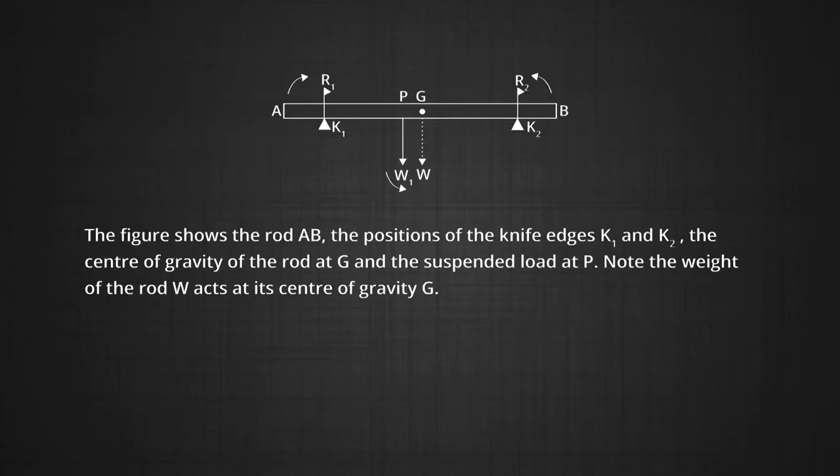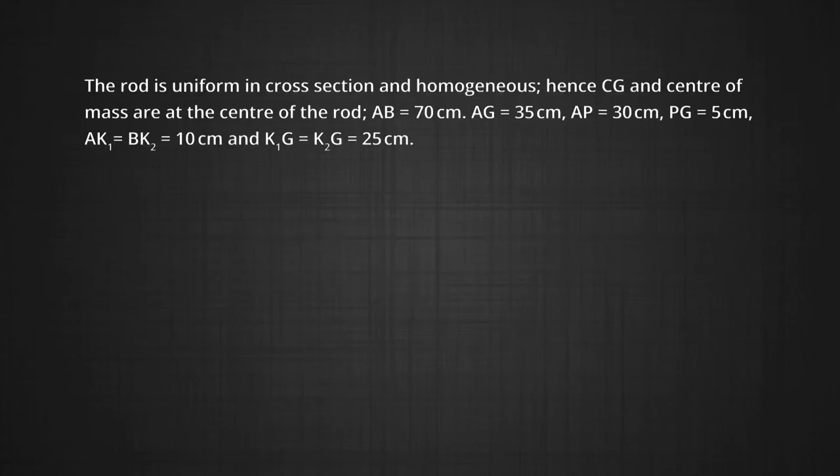The figure shows the rod AB, the position of the knife edges K1 and K2, the center of gravity of the rod at capital G, and the suspended load at point P. Since the rod is homogeneous and we are considering small g to be uniform throughout, the capital G point will be the center of the rod. The rod is homogeneous, so the center of mass and center of gravity will coincide for the rod.